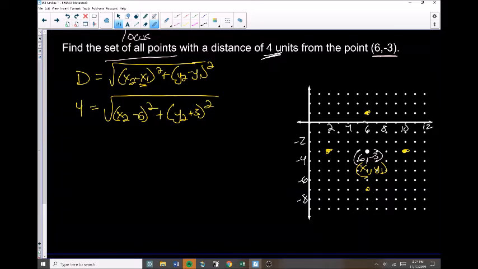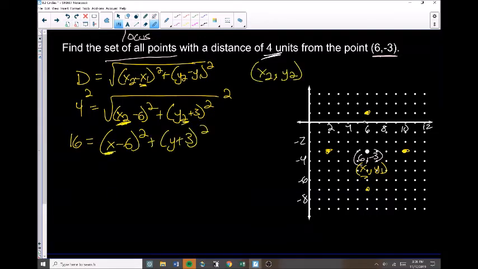And I don't like having this all inside the square root, so I'm going to square both sides, and I get 16. And instead of calling it x2, I'm just going to call it x. So I get 16 equals (x minus 6) squared plus (y plus 3) squared. This stands for any possible point. Any possible point can be 4 units away. We just have to find where it is.